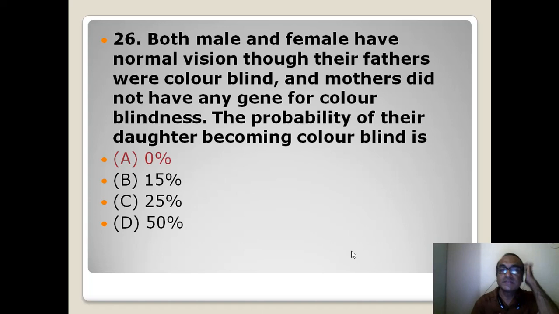So therefore 0%, because daughters will receive the colorblind gene in most cases only from the father's side. Daughters will become colorblind only when they receive the colorblind gene from both parents. From the mother also the colorblind gene should come, and from the father also. That means both X chromosomes should have the defective alleles of color blindness. Then only the female child or daughter can be colorblind. So therefore 0%.